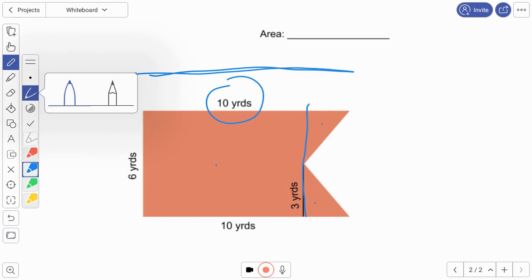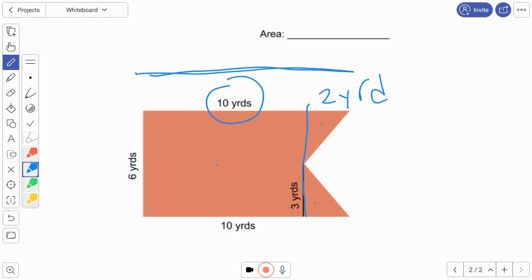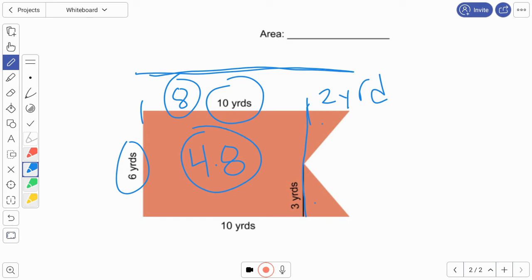All right. So let's say I do some more measuring, and I find out that right here is 2 yards. If I take those 2 yards away from the 10, I know that from here to here is actually 8. So, knowing that, we take length times width, or base times height, 8 times 6. 8 times 6 is 48. Okay, so we got 48 there in the middle.